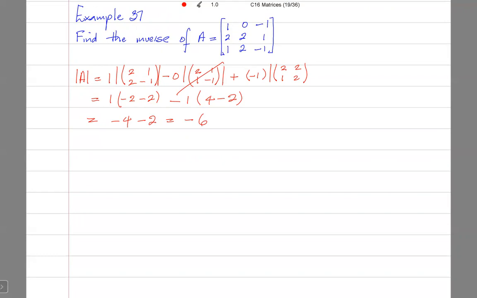Let us then obtain the matrix of cofactor. So I need the cofactor elements.